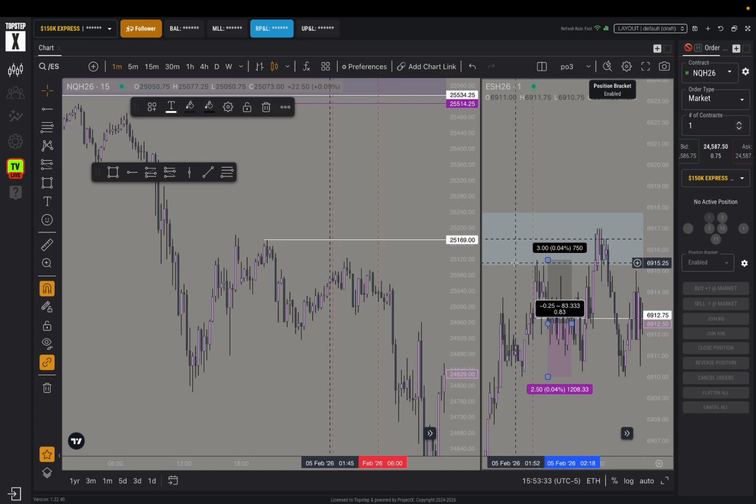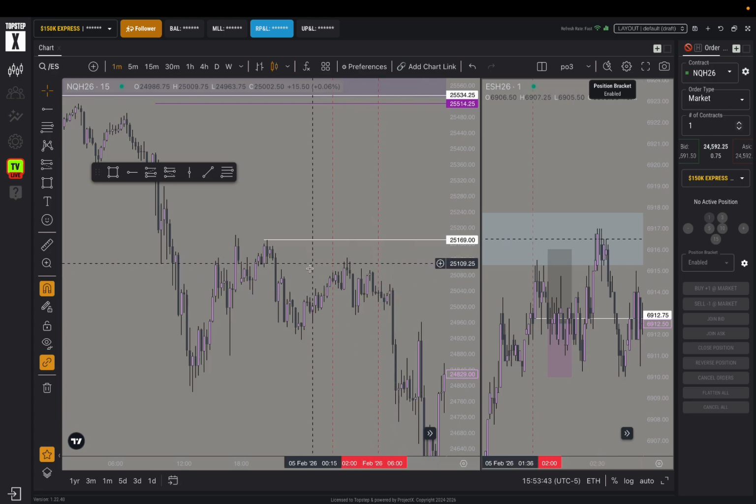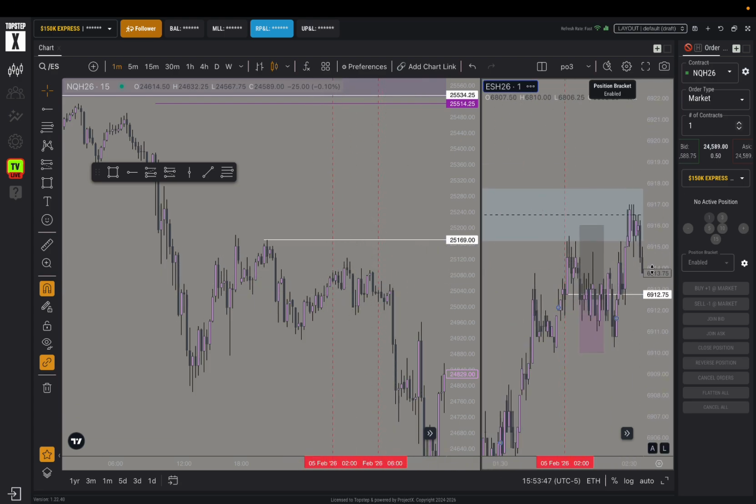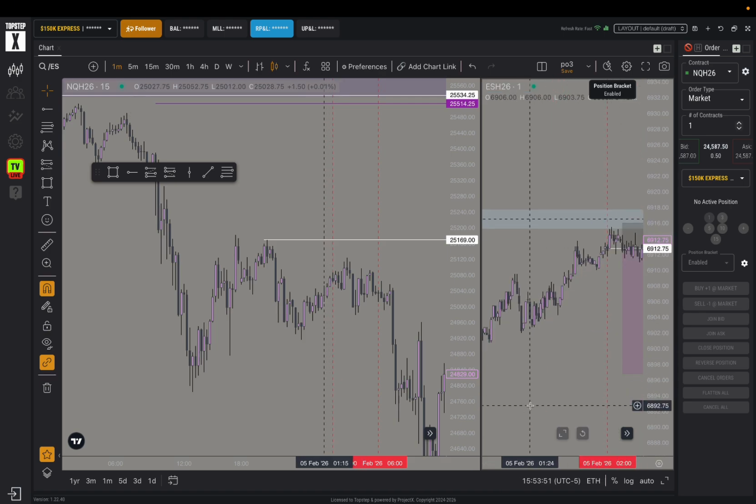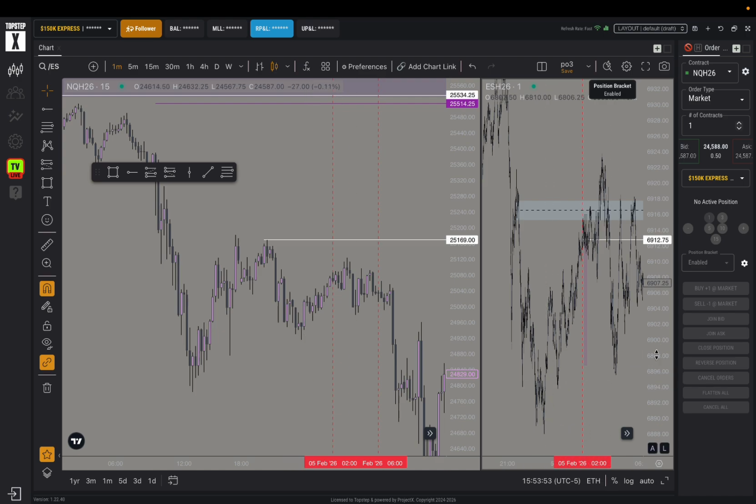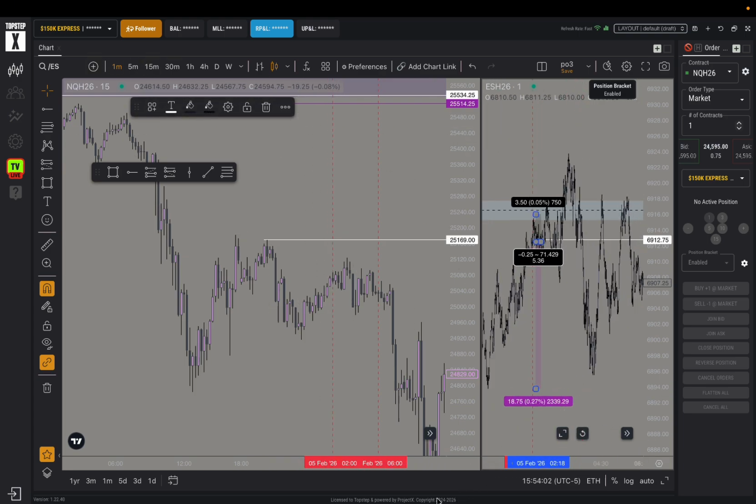On ES, I usually set my stop loss half a point, so 2 ticks above the high, because it has higher ticks than Nasdaq. Here I set it 1 point, and here just half a point. And yeah, my target was, I think it was around one of these lows. It was one of these lows. But it doesn't matter because you can see we just stopped out.